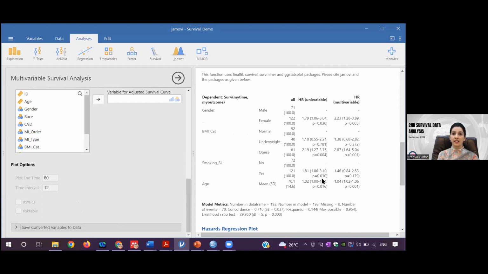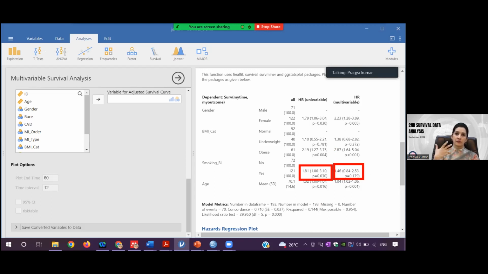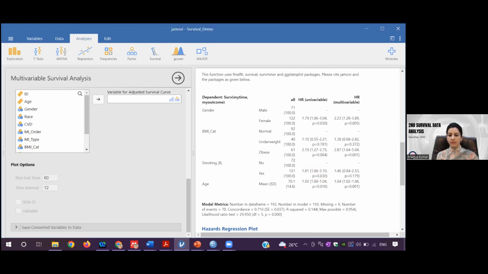The smoking is also, you can see that it was significant initially. This is very interesting. In univariate, this was significant. The p-value is 0.003. But in multivariable, when you have put all other variables, this has become insignificant. So that's the impact of having adjusted hazard ratio. And age, again, the same thing you can see here. Age is again significant both in univariable as well as multivariable.